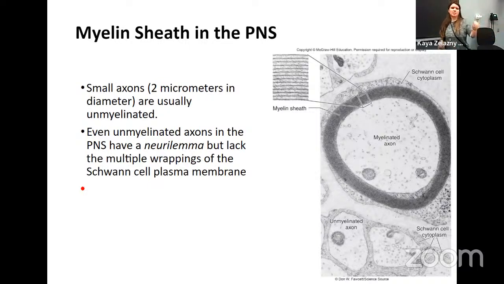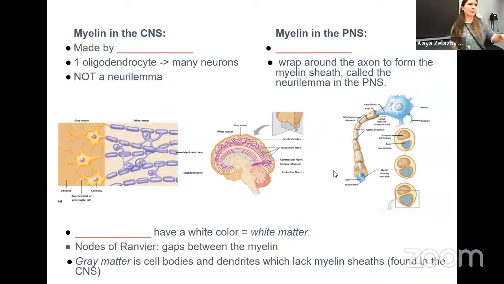Even the unmyelinated axons in the peripheral nervous system, we might think of as having a neurolemma because they don't wrap so many times around, right? Like the wrapping over and over of these Schwann cells is what's making the myelin. I think this is probably supposed to say that this is called a neurolemma. All right. So the myelin in the peripheral nervous system, we just said is made by those Schwann cells.